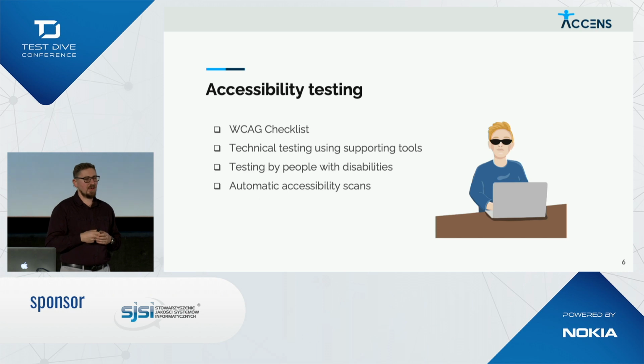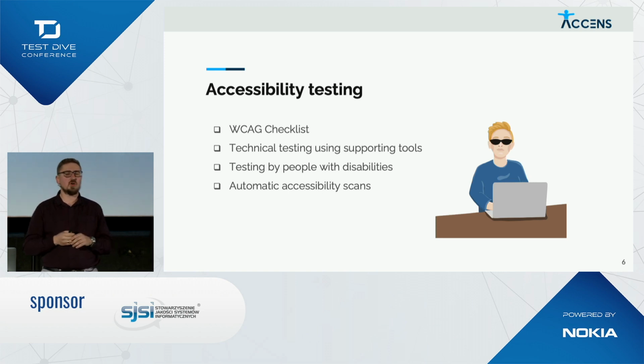Another way of testing is when you don't have a clue about how to test accessibility. There are some scans which just do the accessibility scan on your system, and you don't have to know anything about testing accessibility, about standards, about everything. Those scans just give you some details. Of course, they are not finding all issues.